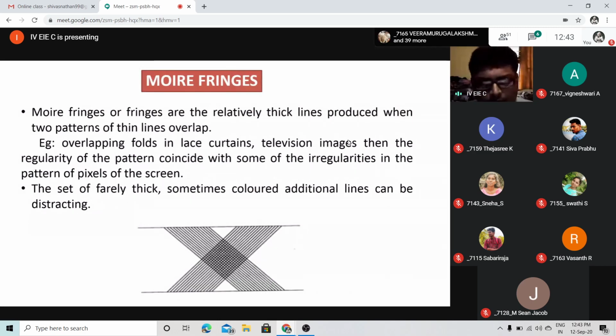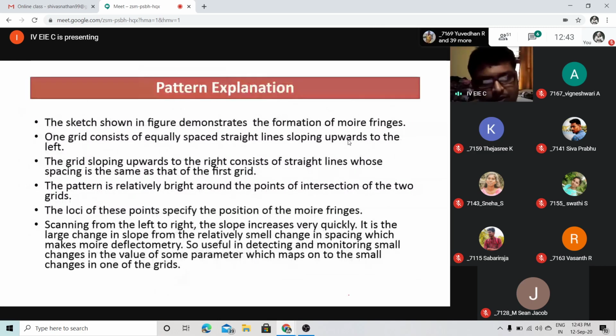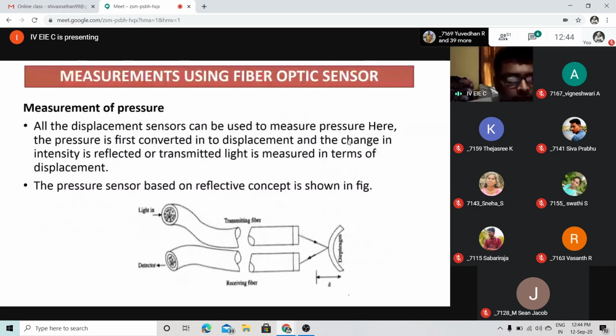We are going for measurements using fiber optic sensors, where the first measurement is about pressure. Now look at the diagram and tell me whether it is an intrinsic one or an extrinsic one.